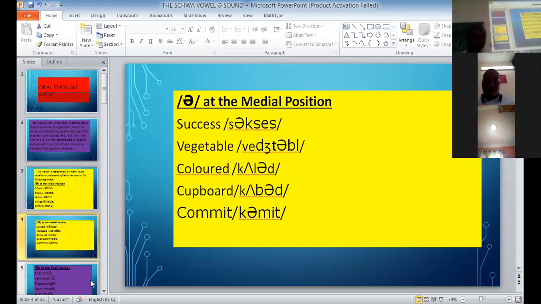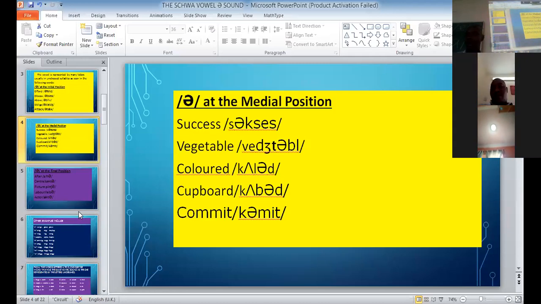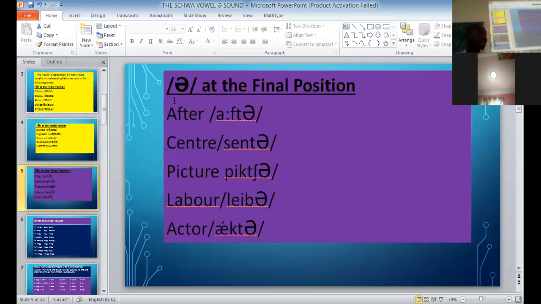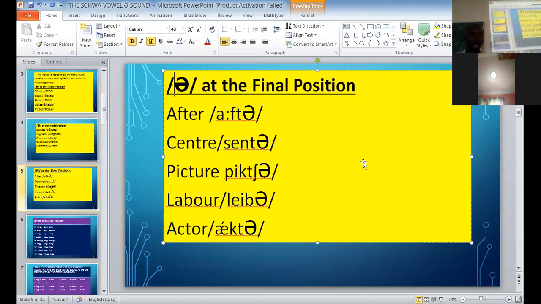Let's take the next slide. You can't copy everything, do you understand? But just write something down. Can you see this? Okay, it's okay now. At the final position, we have after, center, picture, labor, actor.